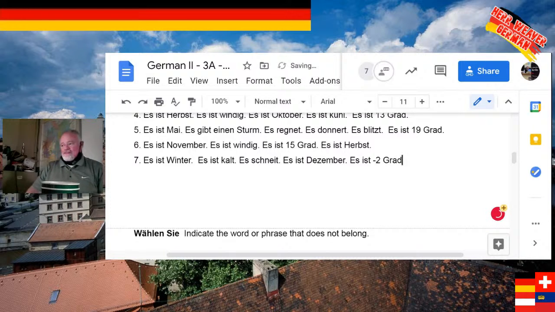Okay, it says minus 2 Grad. What's that in Celsius? Cold. Okay, you tell me that. Okay, that's some good weather ones.